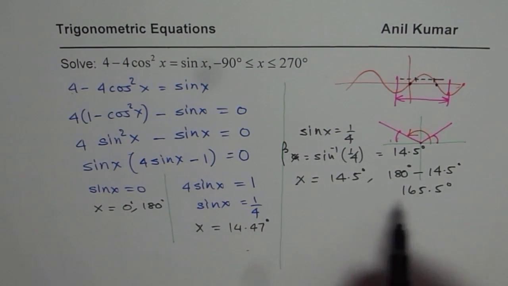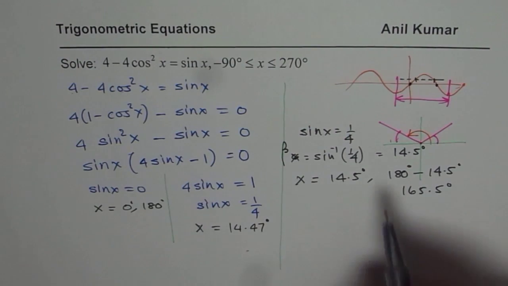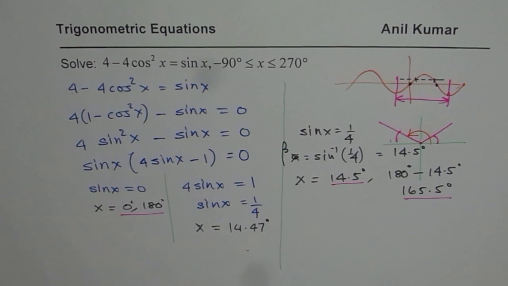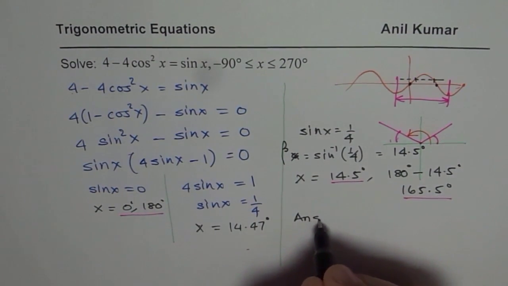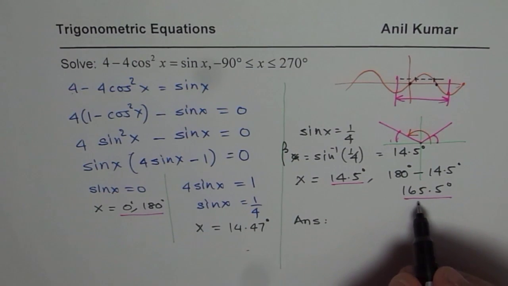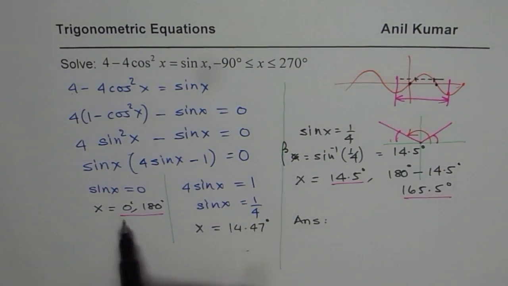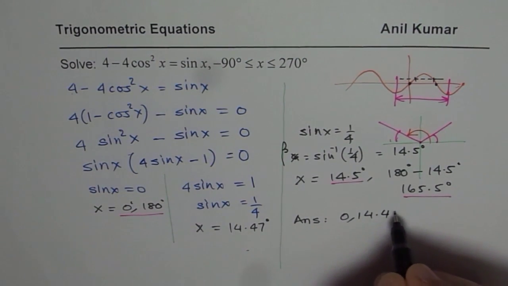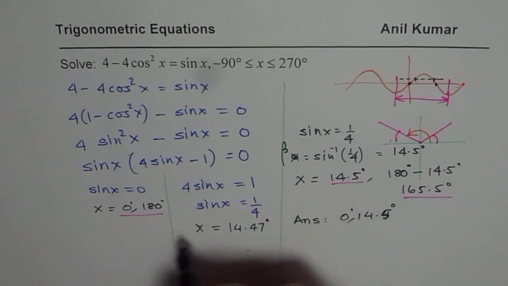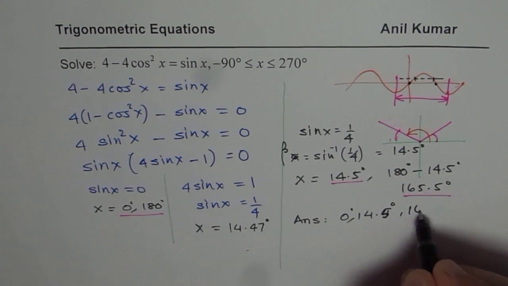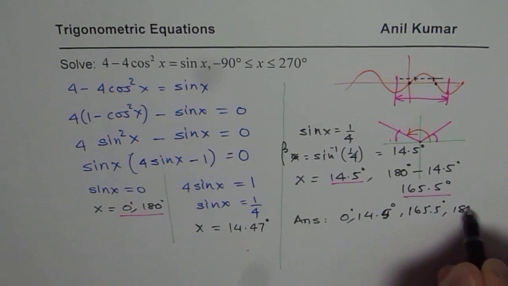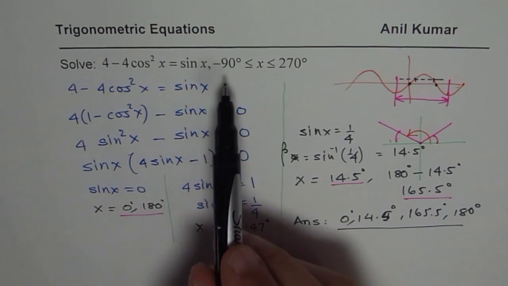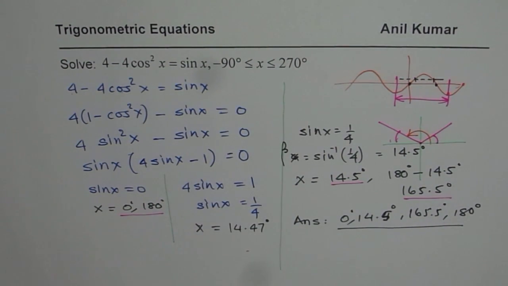Combining these solutions, which we have 2 here and 2 here, we can write down all the solutions for the given equation. So our answer here is, all positive values: we have 0, 14.47, I mean 14.5 degrees, we rounded, and then we have 165.5 degrees, and 180 degrees. So these are four solutions for the given equation in the given domain. That is kind of important. I hope that helps. Thank you.